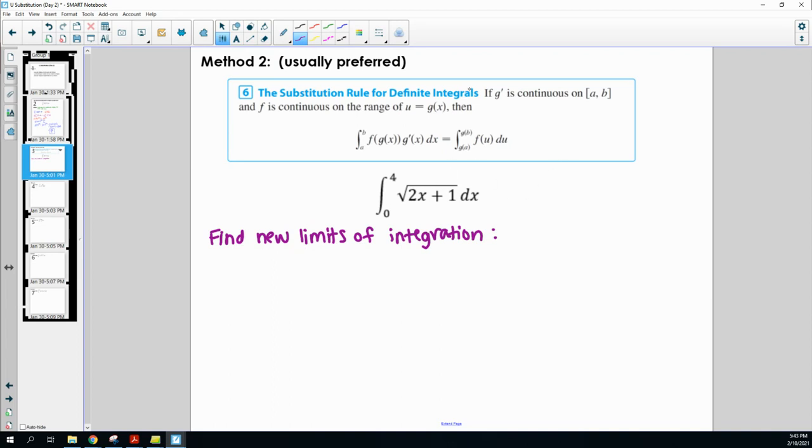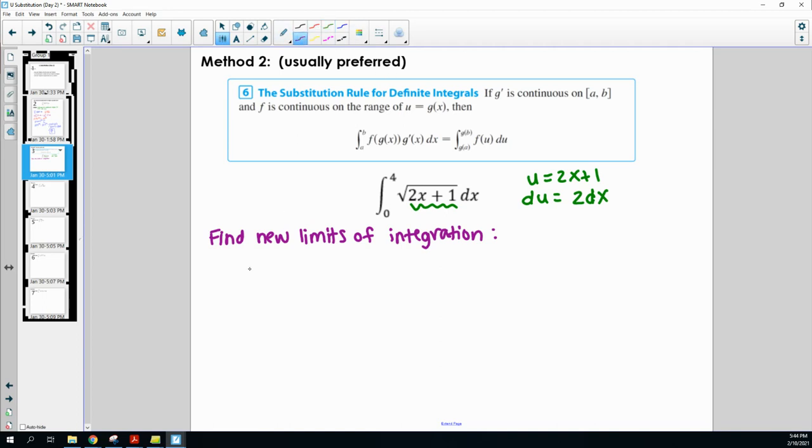I can identify what u is going to be from this problem. It's the same problem as before, so my u is going to be my innermost function. So u is going to be 2x plus 1, and du, again, is going to be 2 dx. My limits of integration right now are 0 and 4, and that is in terms of the function having x's in them.